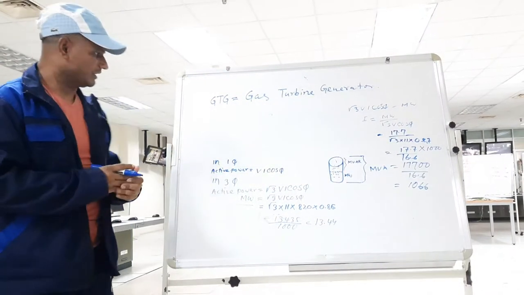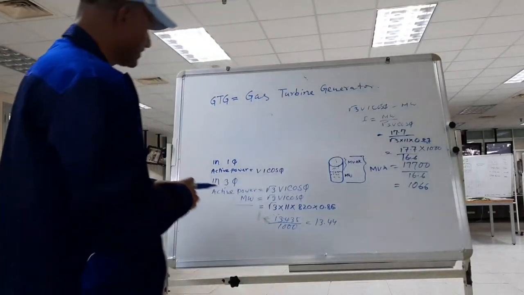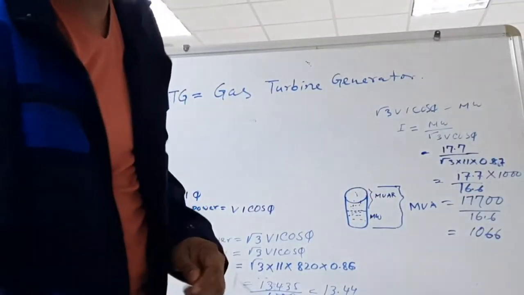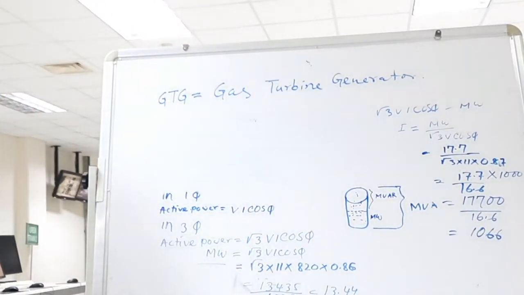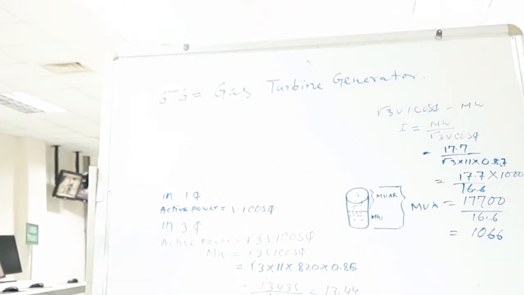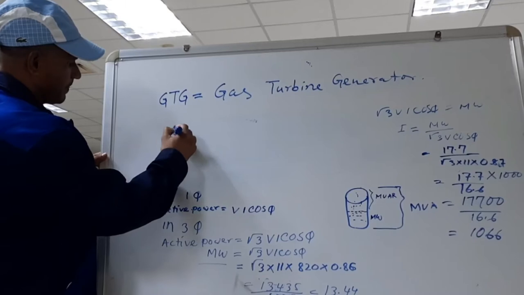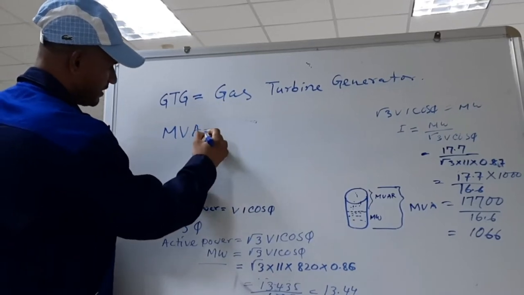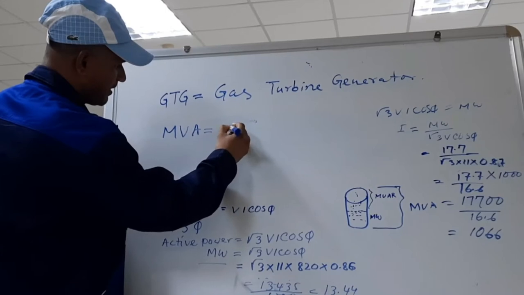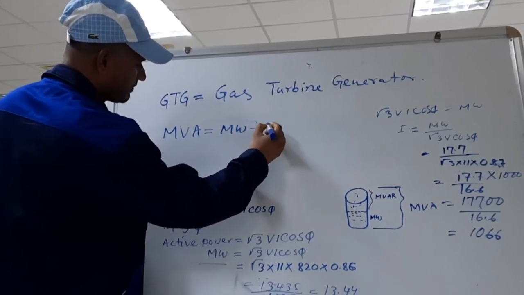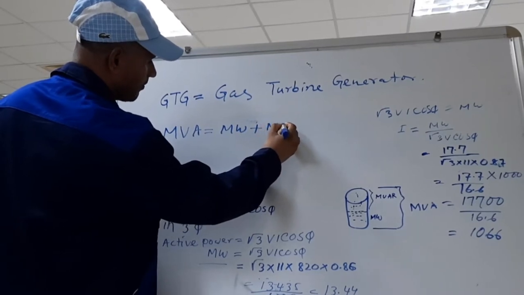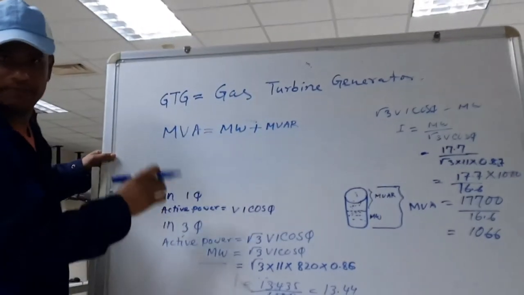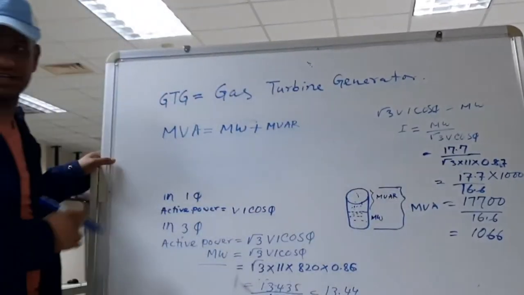Okay, clear? Yes. Now the second one is apparent power. I told you before, one power is apparent power. Apparent power is normally the summation of actual power and reactive power. Apparent power is identified as MVA, kVA. Active power is identified as megawatt, and reactive power is identified as megavolt ampere reactive. Clear or not? This is apparent power, MVA. Apparent power equals active power plus reactive power.